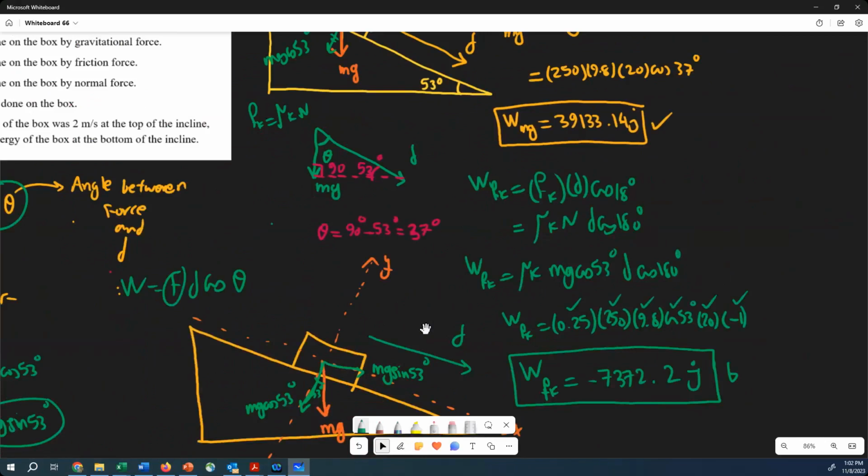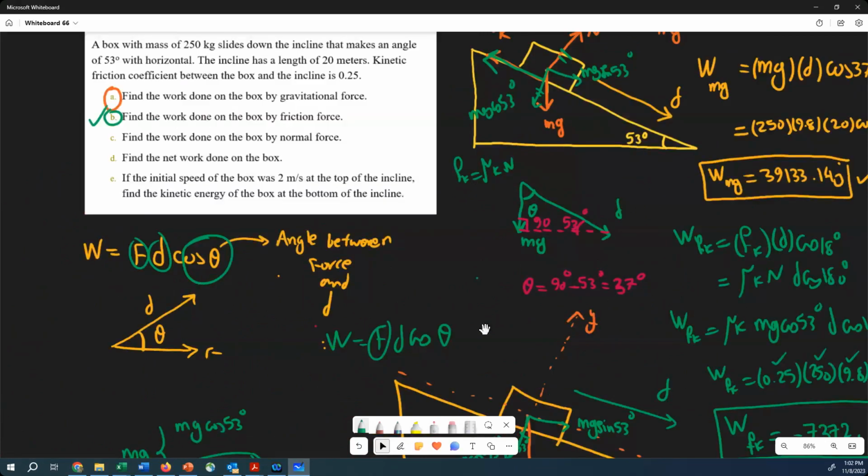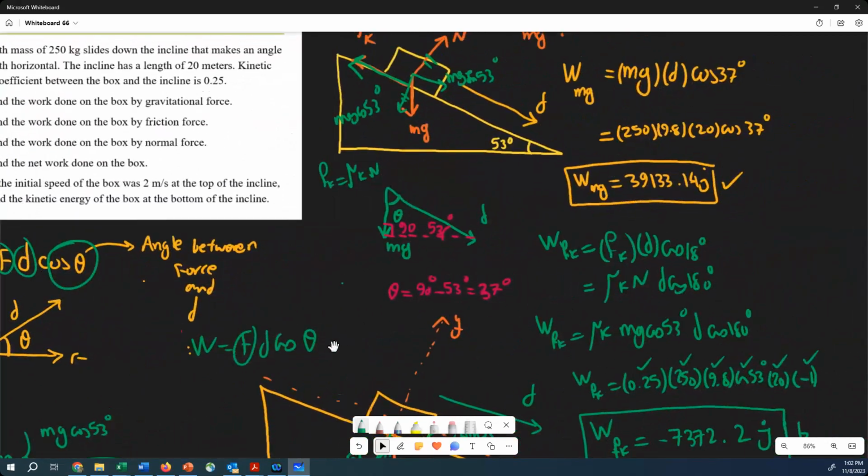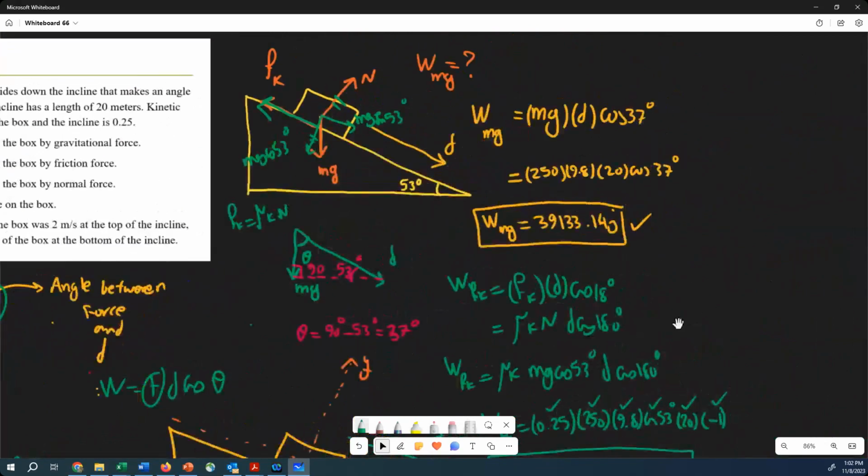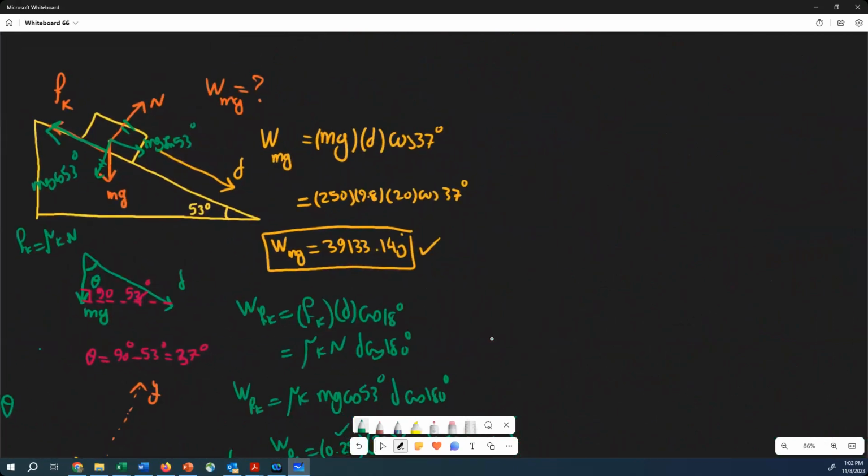What was part C? Find the work done by the normal force. Okay, see here, again, this is a normal force, and this is a displacement. What is the angle between the normal force and displacement? No, no, see?